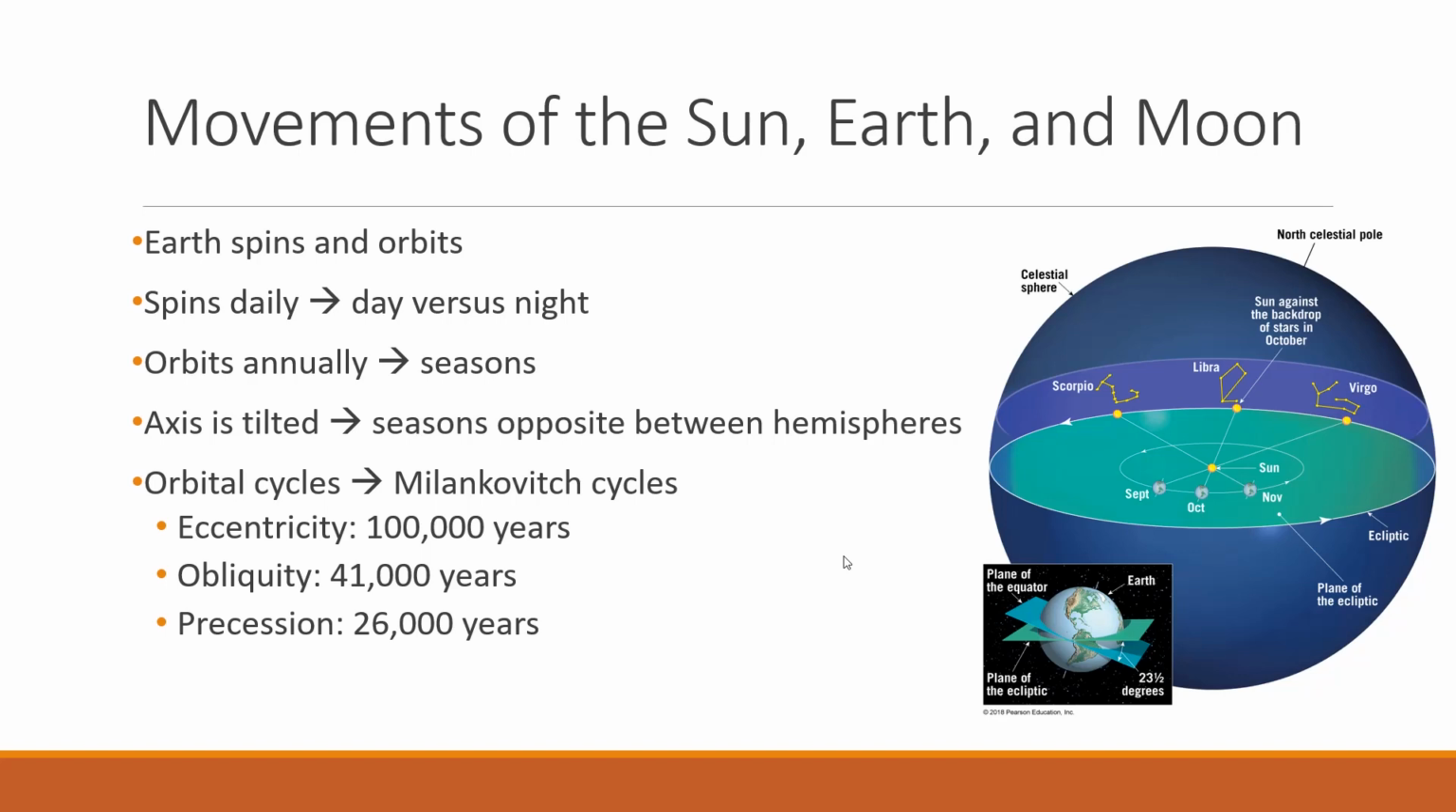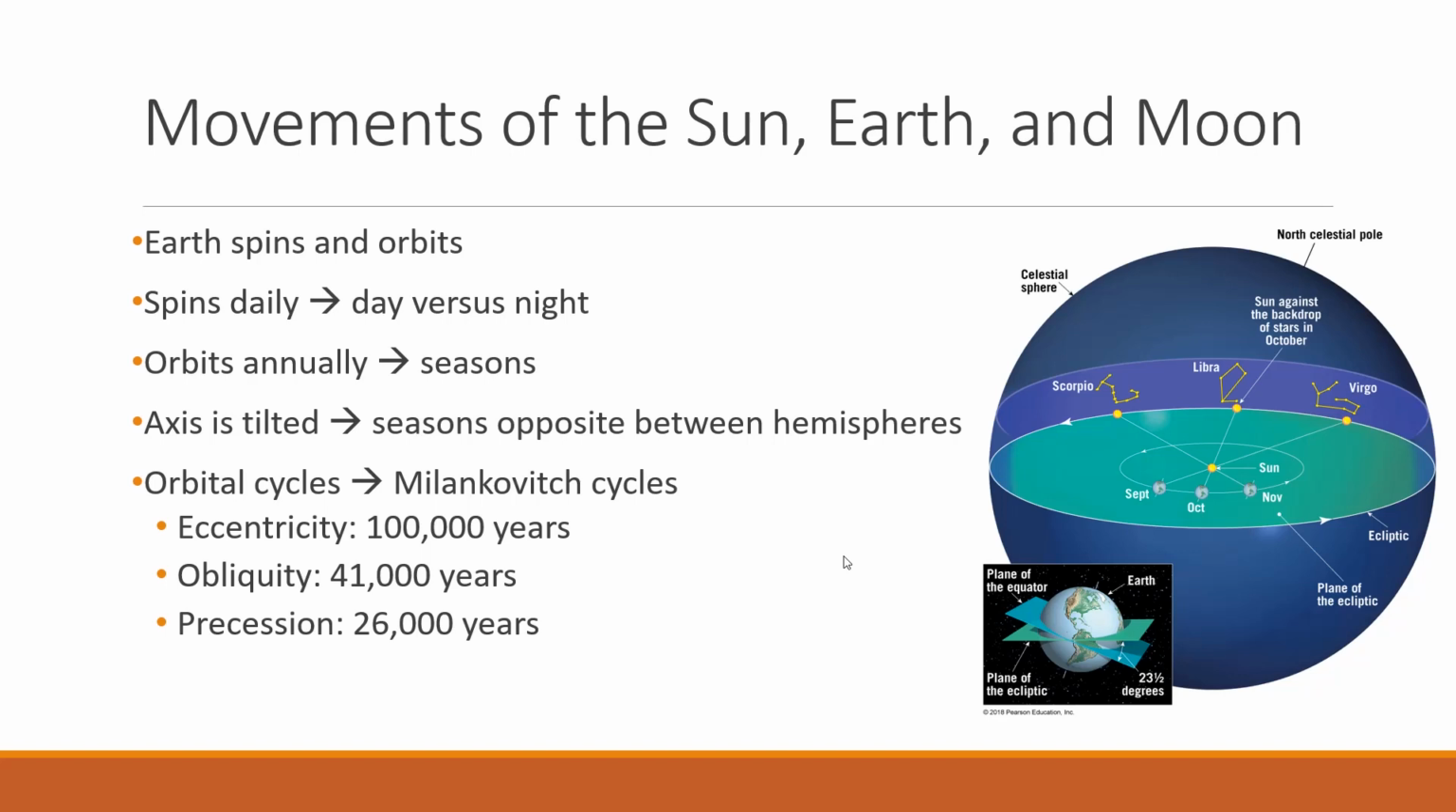So we have one called eccentricity. Eccentricity is how much of an ellipse the orbit is. So is it more circular or very strongly elliptical? And that's on a frequency of about 100,000 years. So this basically determines how close to the sun we are.